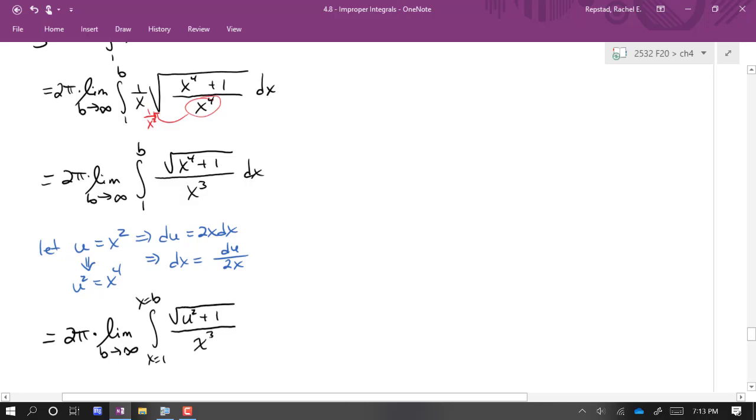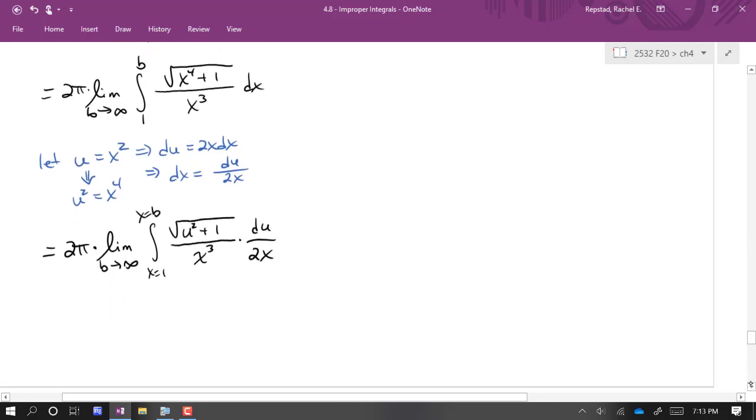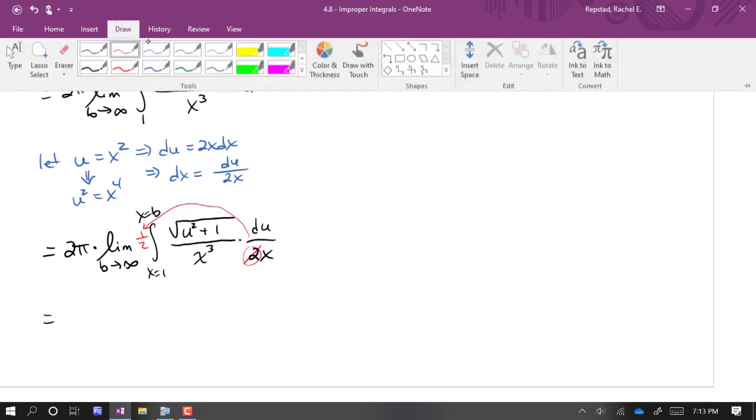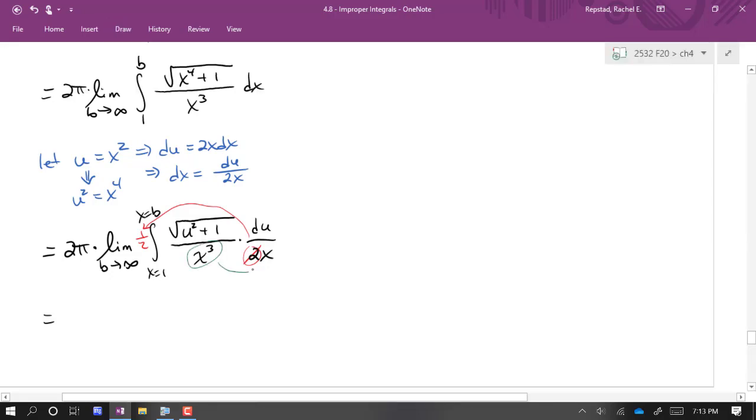So I've got an x cubed in the bottom. My dx is du over 2x. So now, I know you're as anxious as I am to fix this issue of x's and u's in the same integral. So here's what I'm going to do. I'm going to yank out a factor of 1/2 outside. So that's gone. And then look, we have x cubed times x. That's x to the 4th, and that's equal to u squared.